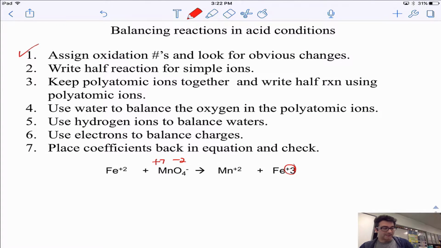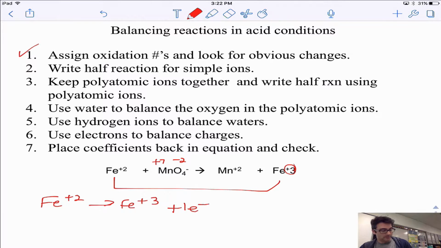Then I'm going to write half reactions for any simple ions. In this case, we actually do have a simple ion, Fe+2 to Fe+3. And so now I'm going to write that half reaction. Fe+2 goes to Fe+3. I need to balance this for electrons, so I'm going to add an electron to the more positive side, and now the charges are balanced. The charge got more positive, so this would be an oxidation reaction.